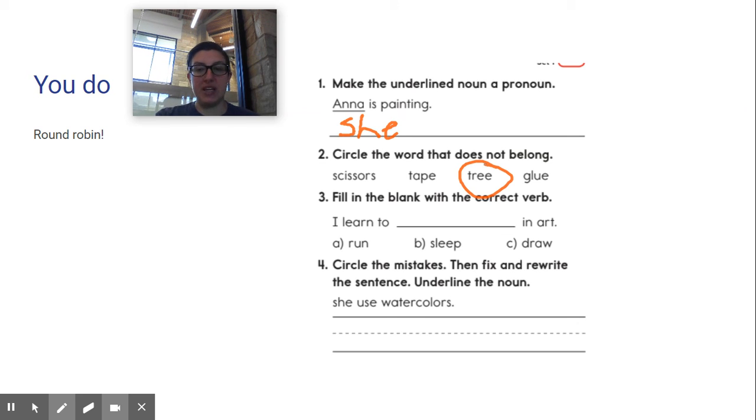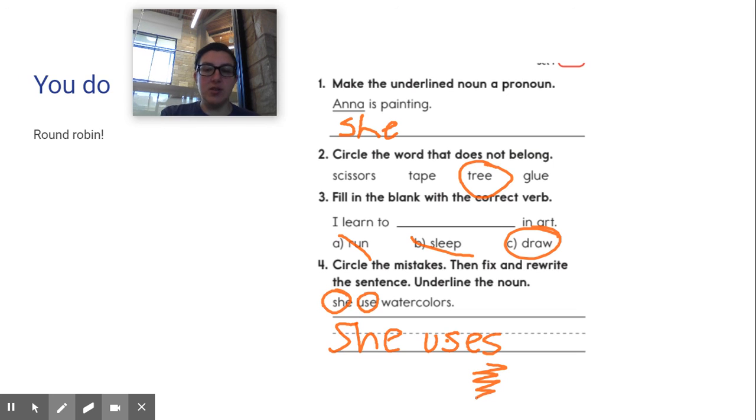Fill in the blank with the correct verb. I learned to blank in art. Okay, so in art, I need to think, what do I paint, I draw, I sculpt things. That would be gym, that's at home, so it's draw. Circle the mistakes, then fix and rewrite the sentence. Underline the noun. So this is a mistake, and this is a mistake. So she needs to be capitalized, and uses. So whenever we're in the third person, as in she, he, it, we need to have this S at the end. So she uses water colors.